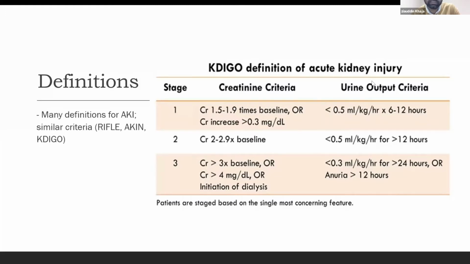And then stage 2 would be creatinine 2 to almost 3 times the baseline of the patient, and a decrease in urine output for more than 12 hours. And then stage 3 would be more than 3 times, or if the creatinine is more than 4 milligrams per deciliter. And also the urine output is significantly decreased, less than 0.3 mL per kg per hour for more than 24 hours, or if there is no urine output at all for 12 hours.